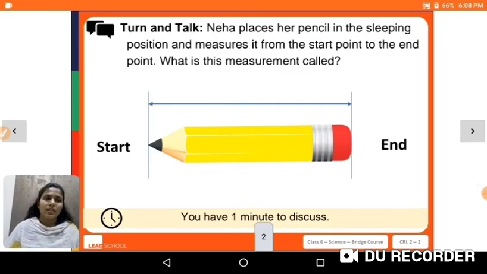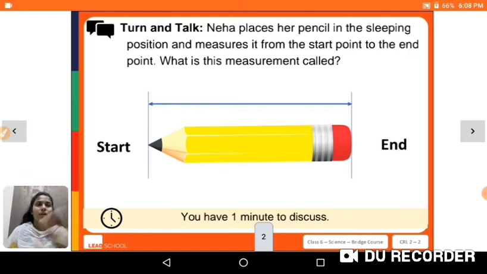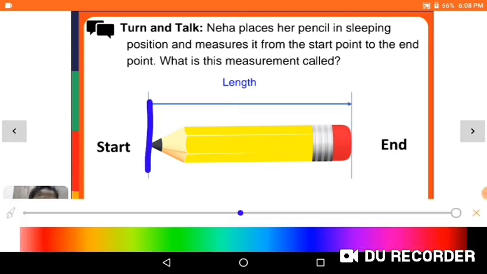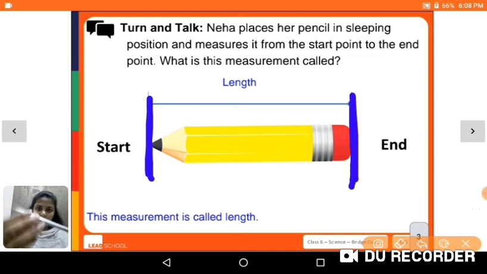Neha places her pencil in the sloping position and measures it from the start point to the end point. What is this measurement called? This measurement is called length. What is told here? From the starting point to the end point of some object is length, right? So here in this pencil I can show you, from the tip of the pencil to the end part of the pencil, this measurement is known as length.